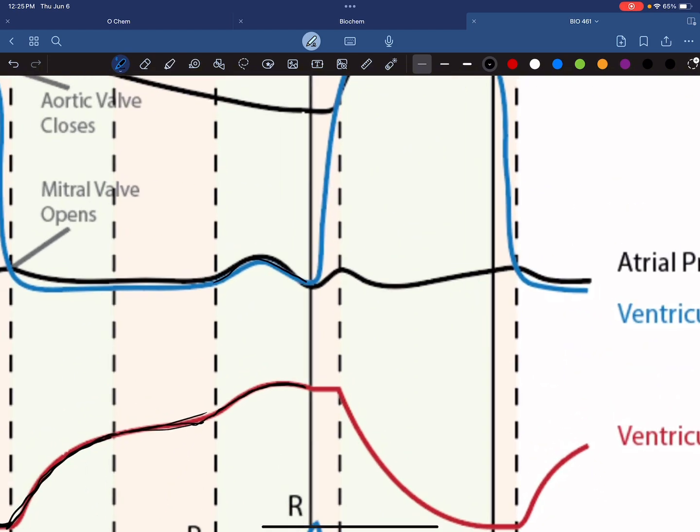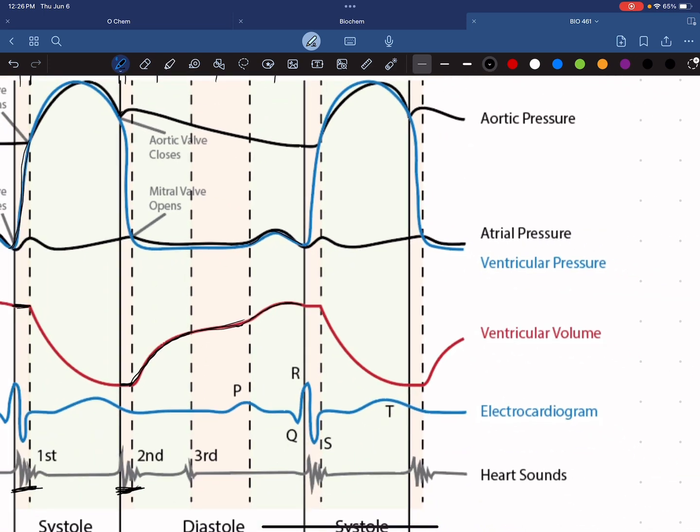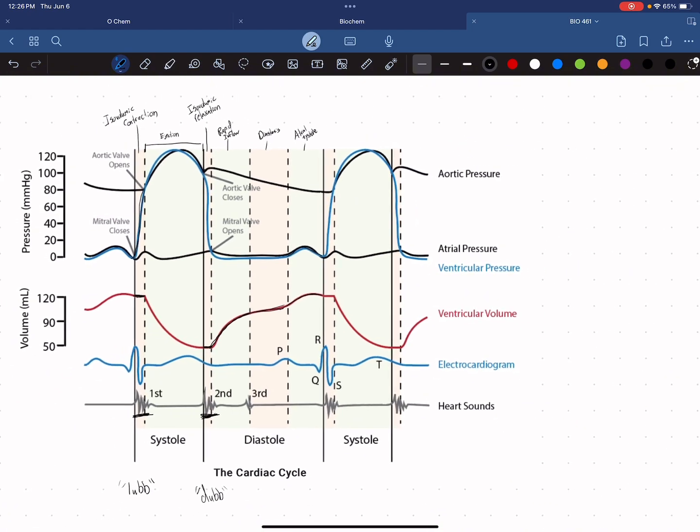So this change in pressure and change in volume will then cause what kicks off another cycle of systole, which is the ventricular pressure becoming greater than the atrial pressure, which will start the entire process again. So these are the different stages of the cardiac cycle and what happens in each one, having to do with the pressure and volume of the atria, aorta, and ventricles, as well as the heart sounds that we're able to hear.